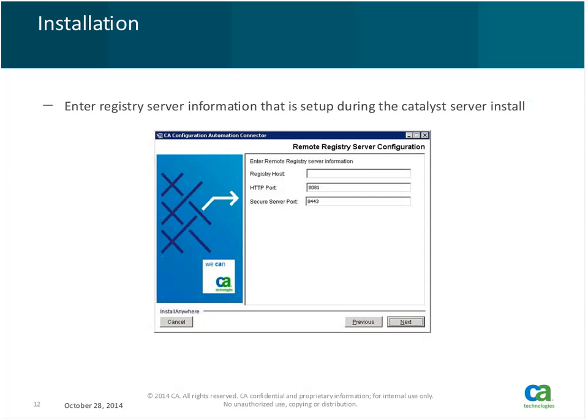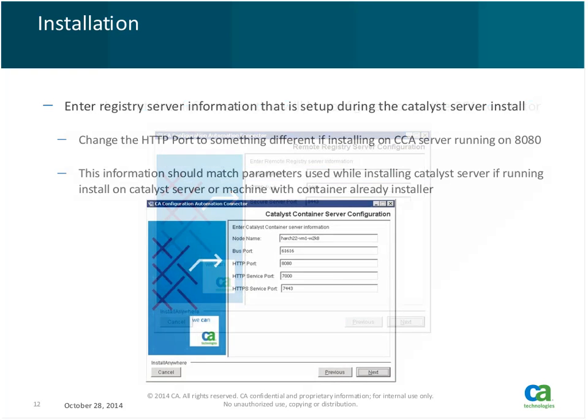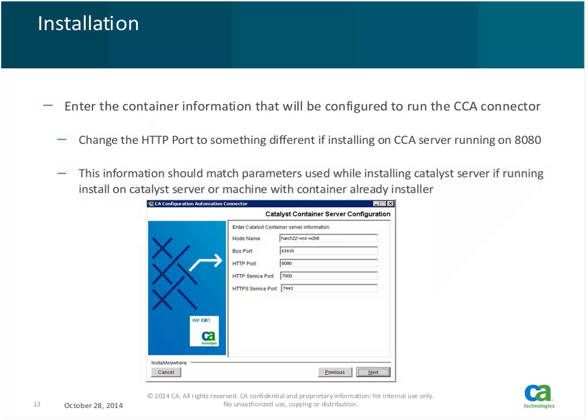Here we need to enter the Catalyst registry server information, and these are the default ports. If we changed them when installing Catalyst server, then we need to update these ports as well, where the registry server is running. This is basically to communicate with Catalyst server to publish the data.